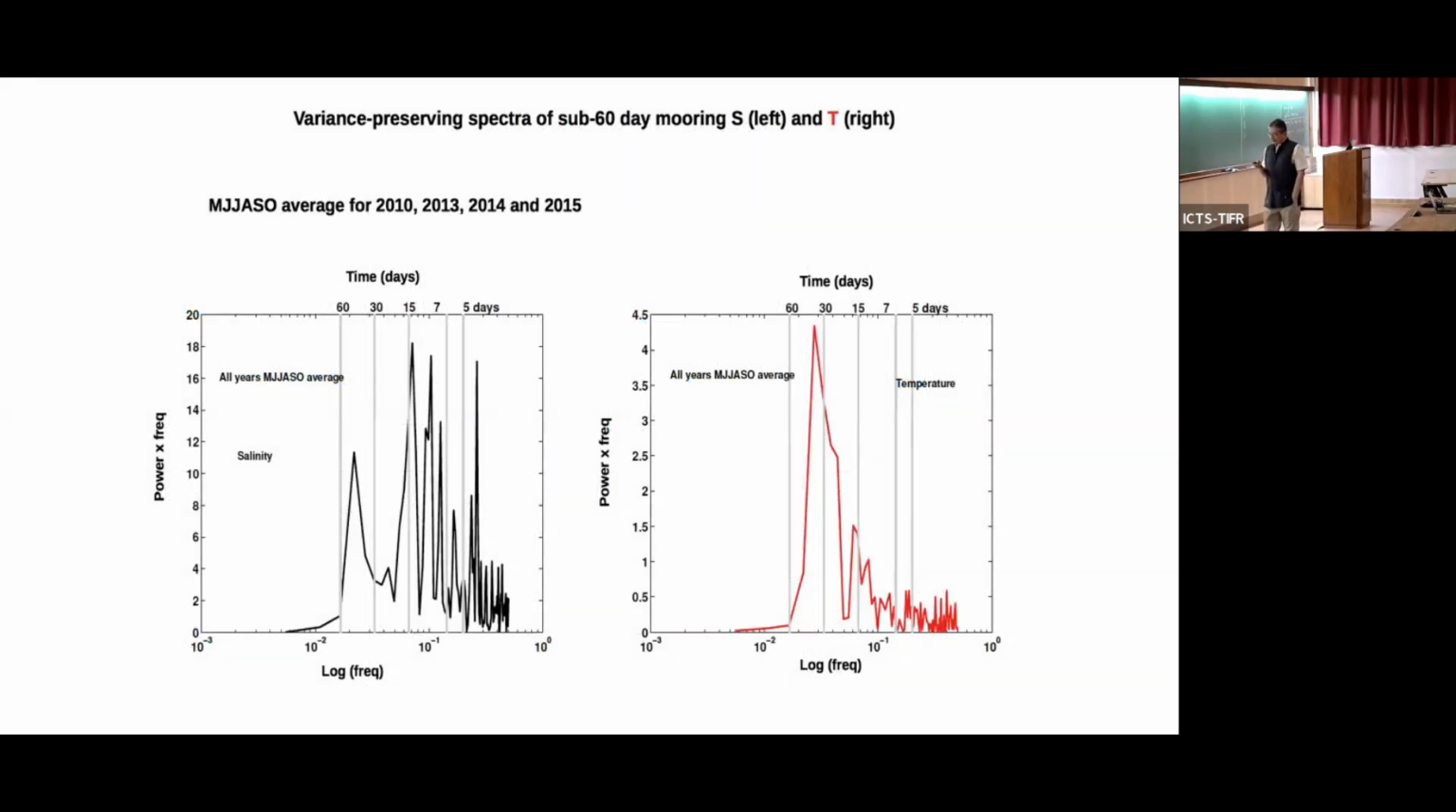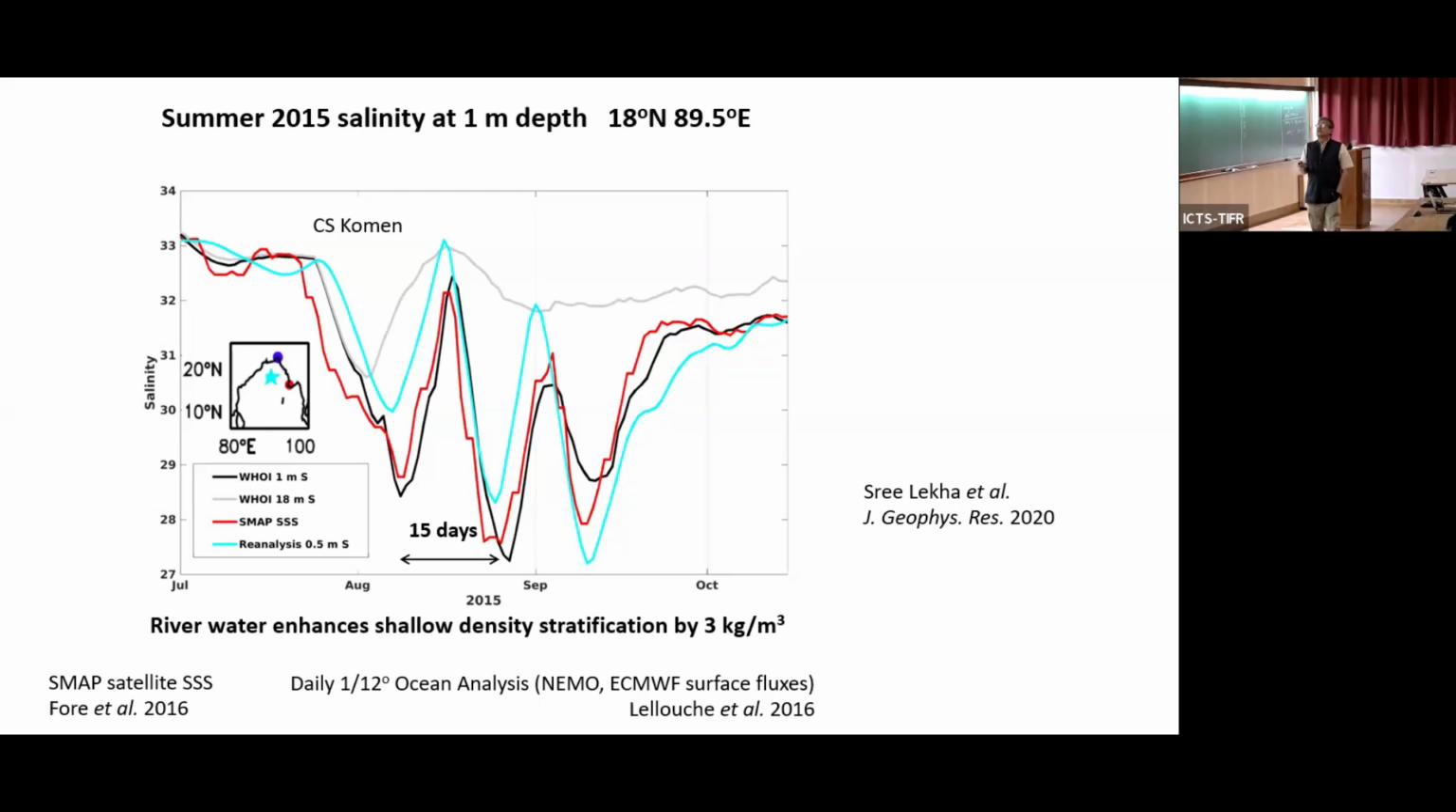So if you take several years of mooring data and do a variance preserving spectrum, in salinity you get a very neat biweekly signal. In temperature also, but it's dominated by longer periods. Sea surface temperature responds to longer period forcing, and therefore it's dominated by the 30 to 60 day variance. So in 2015, we had a mooring here and 2 other moorings maintained by NIOT. So there's a cluster of 3 moorings. I'll show you very soon what happens.